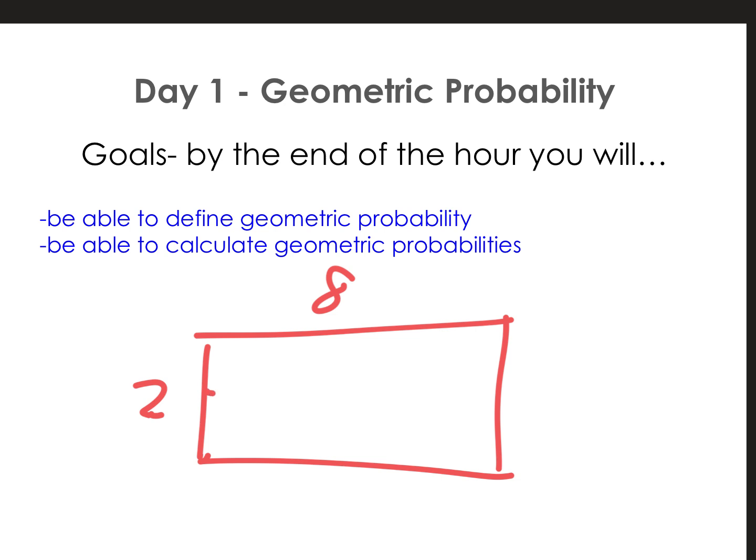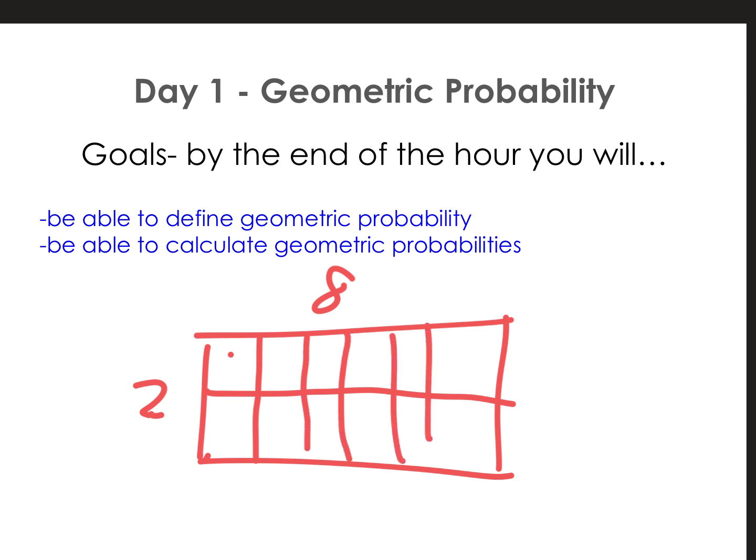If I tried to make them into little squares, of course areas can be circles, they can be other shapes. 1, 2, 3, 4, 5, 6, 7. Let's just go like this. There, now it's got 16 little squares.